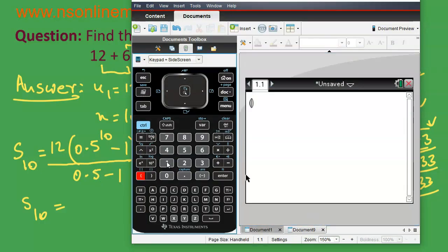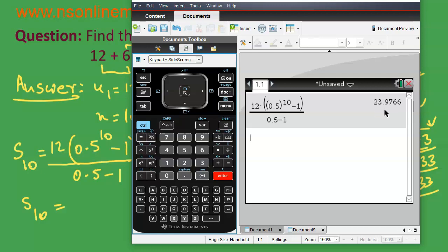So it is 12 times 0.5 to the power of 10 minus 1, divided by 0.5 minus 1. Okay. So what is the value? It is 23.9766.